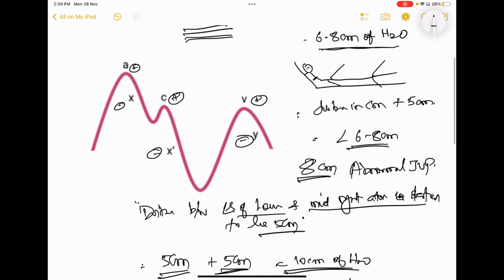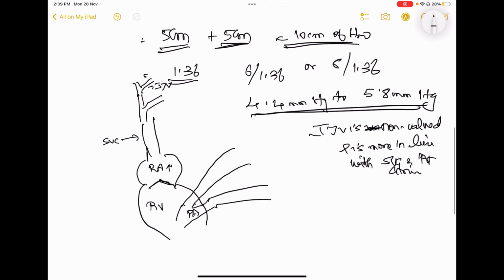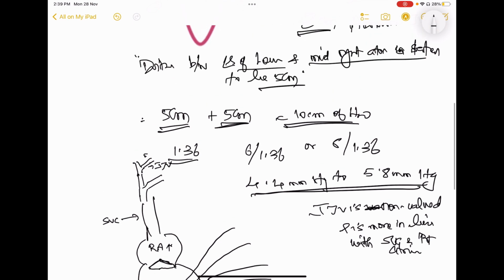And the X descent. The X descent occurs as the tricuspid valve comes back from its bulged position inside the right atrium to its normal position. You can have this X descent.